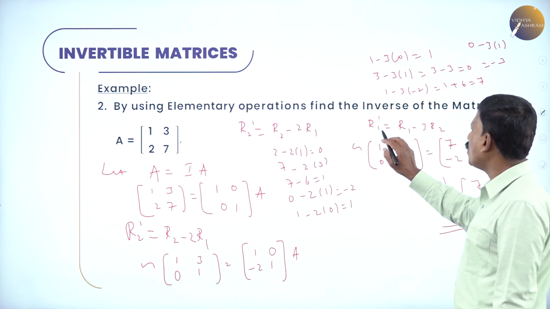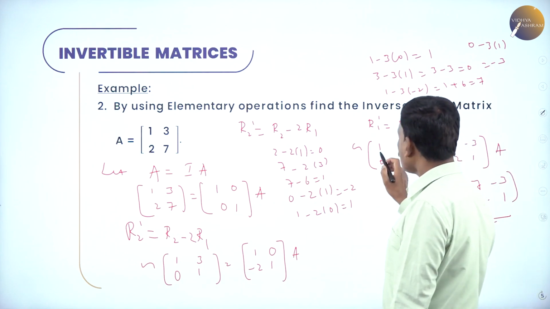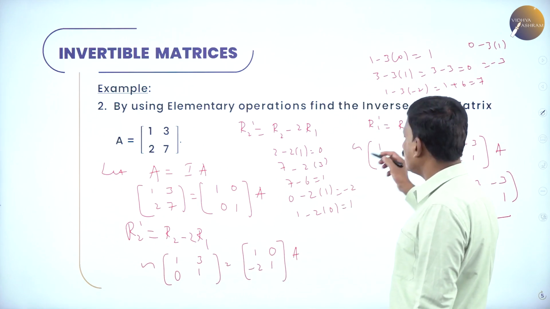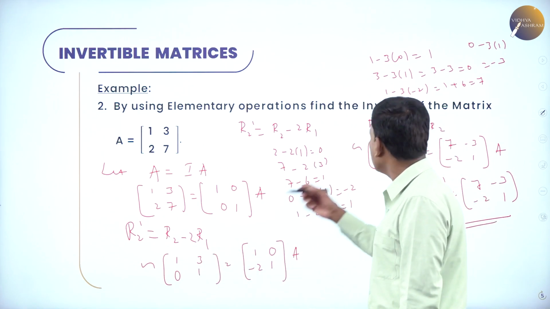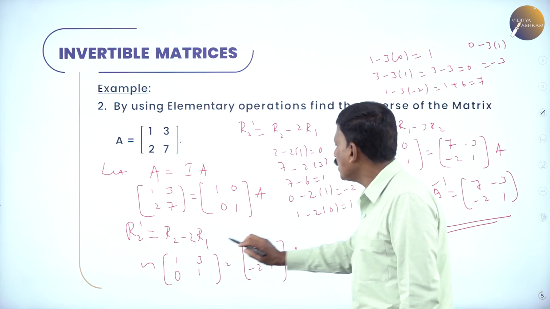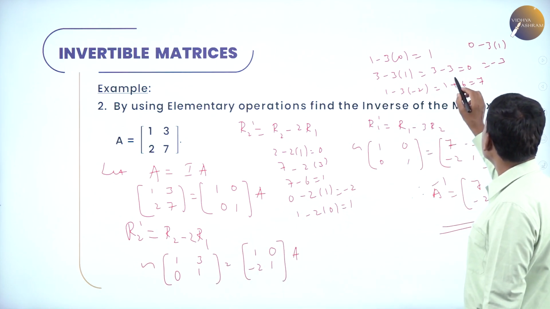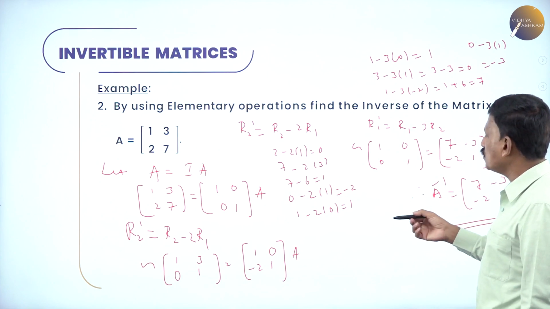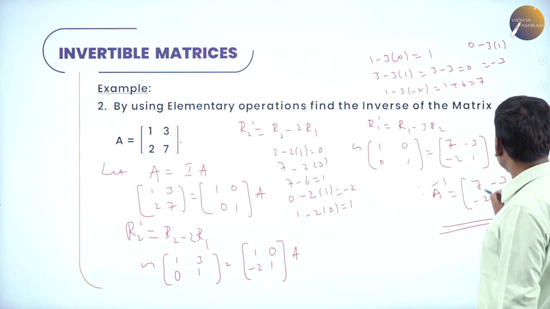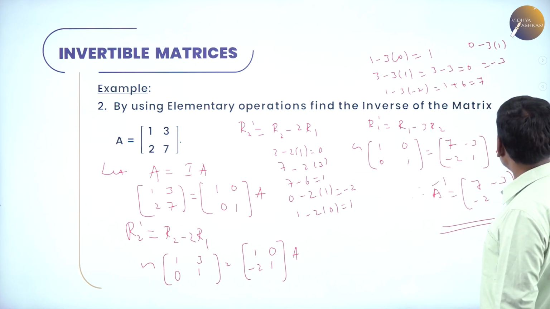For that, R1 dash is equal to R1 minus 3 times R2. So the second row is the same: 0 1 minus 2 1, as it is. Convert this: 1 minus 0 into any number, you are going to get the same. Again, this one: 3 minus 3 into 1 is 3 minus 3, which is equal to 0. Here, 1 minus 3 times minus 2, you are going to get 7, and 0 minus 3 times 1, you are going to get minus 3.